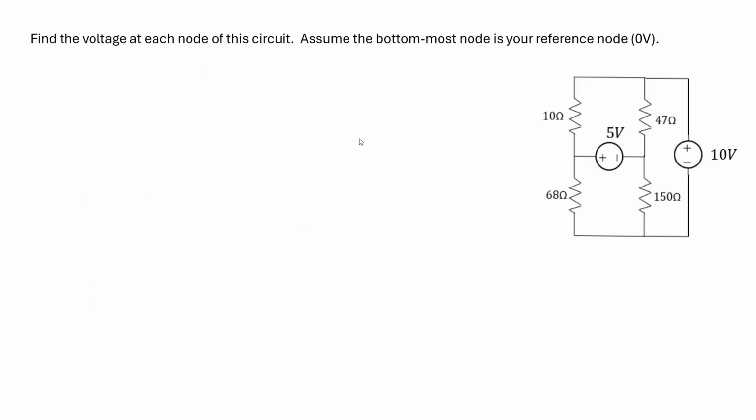Upon first glance, you'll see that this circuit actually has a couple special cases in it. Notice we have the 10-volt source that will be between our ground and the topmost node. And then we also have a 5-volt source between 2 nodes. So we want to make sure that we consider those. Let's go ahead and identify our nodes first.